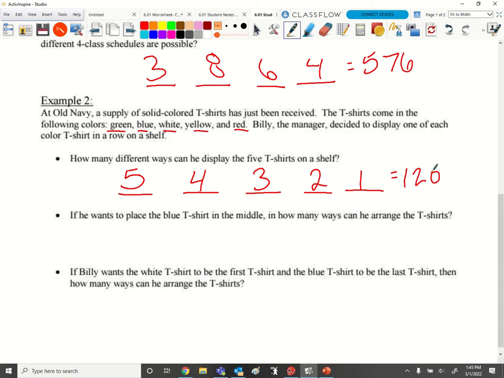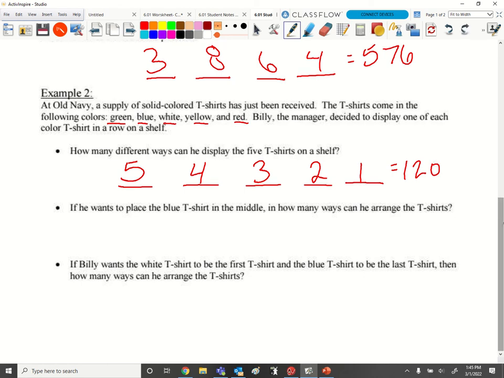If he wants to place a blue t-shirt in the middle, how many ways can he arrange the t-shirts? Okay, so let's start with my shirts again. 1, 2, 3, 4, and 5. So I'm going to put a blue in the middle, right? So blue one's in the middle. I'm going to put my first shirt down. How many different ones do I have to choose from for my first one? 4, because the blue one's already down there, right? Yes, sir. There's 4 there.